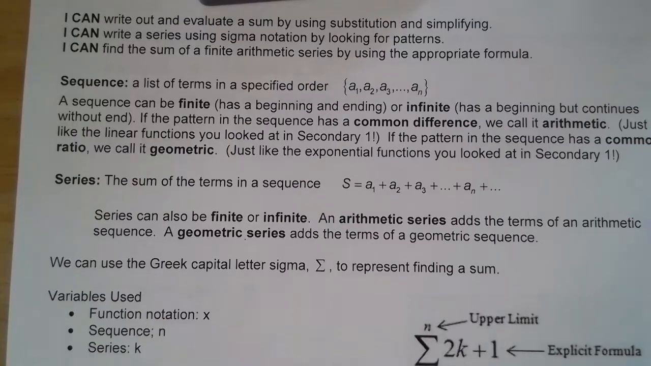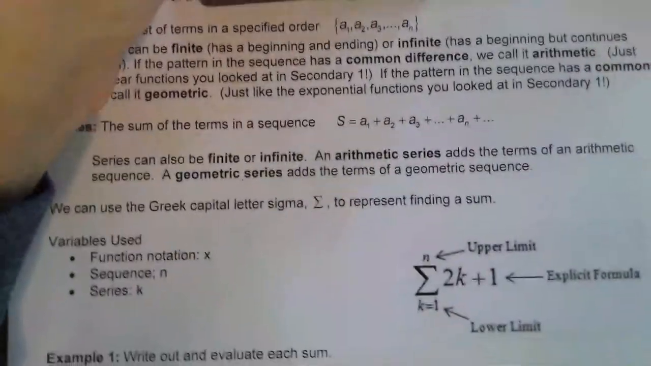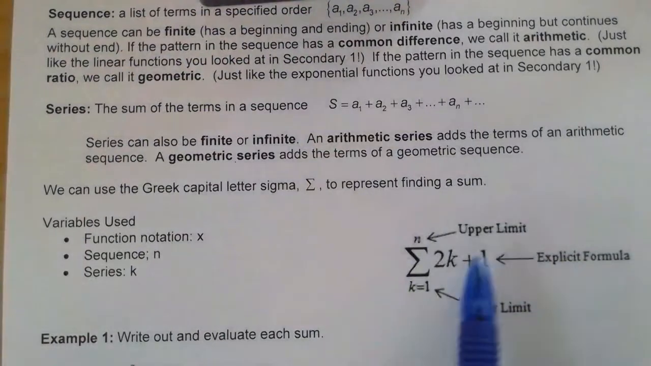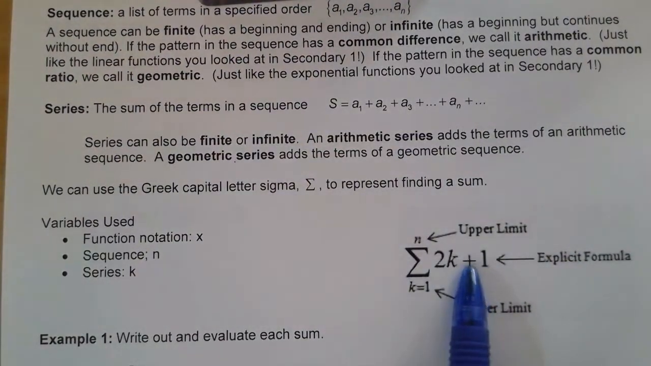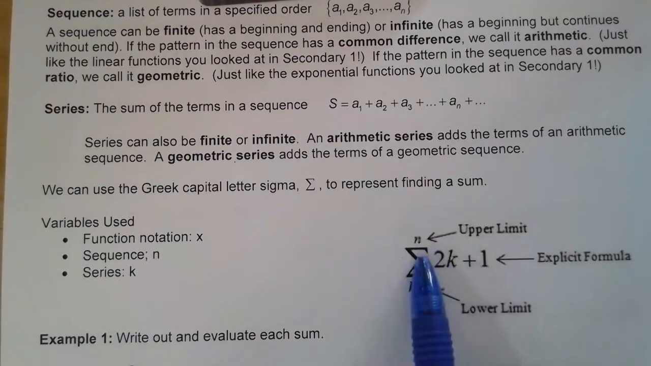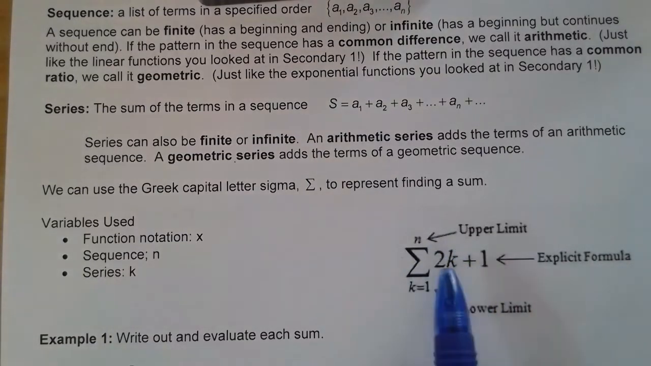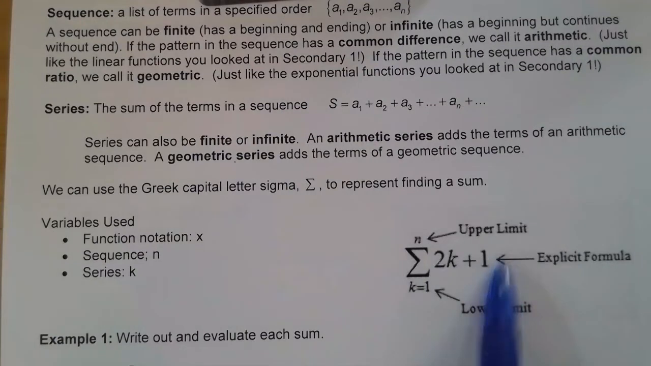What I want you to get used to is that this Greek letter, sigma, is a summation. So it's the summation of all the terms from one point to the other. Let's look at how the summations are set up. This is not always the formula. This is the explicit formula for the sequence itself, so it could be any different formula. This example just has it being 2k plus 1.